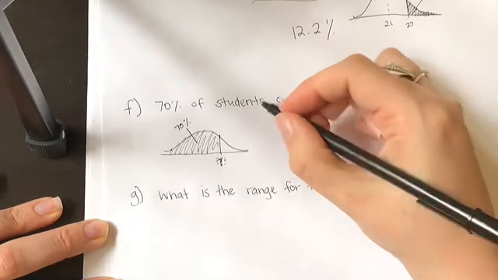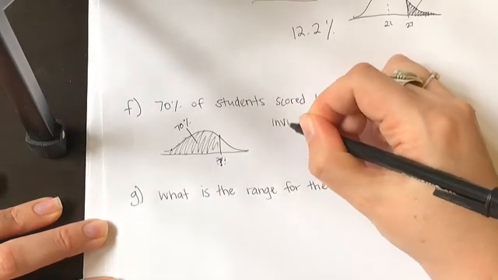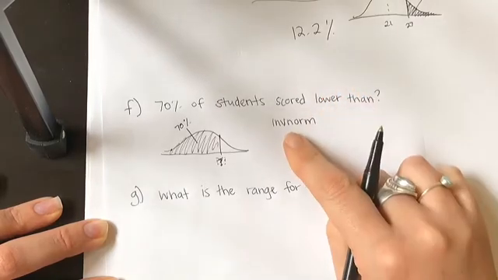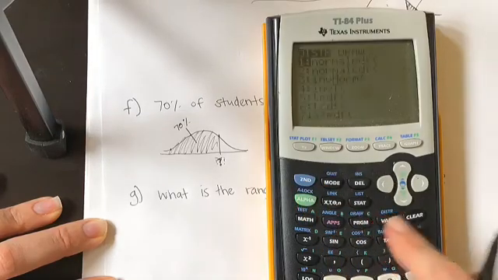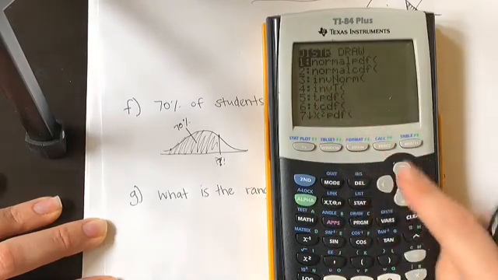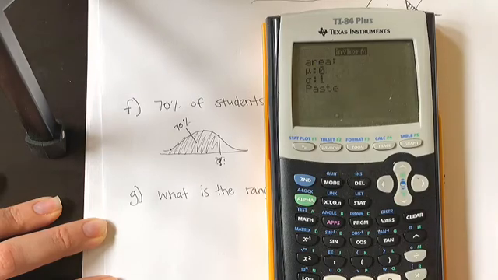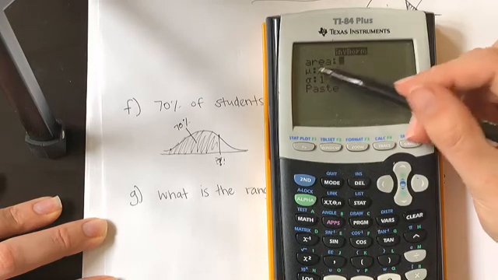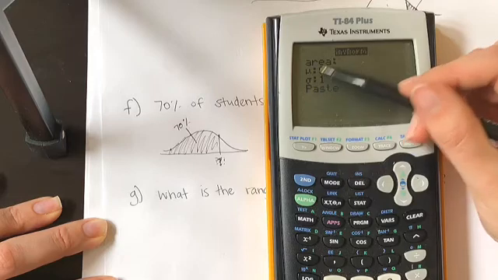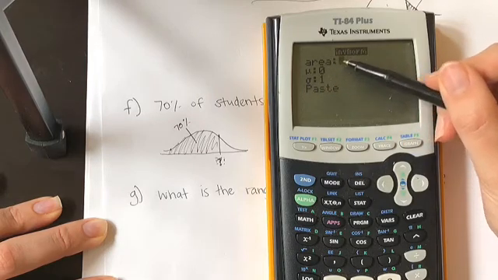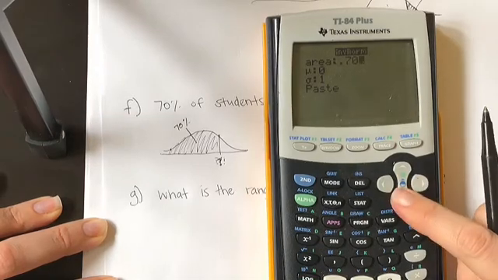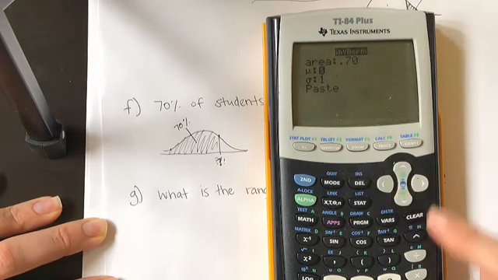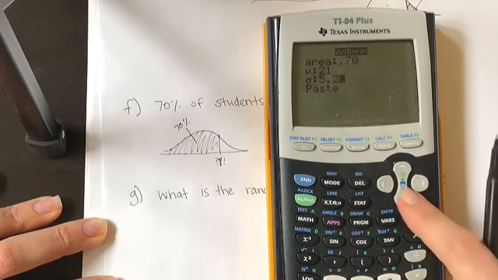What we do on this one is called the inverse norm function. It's abbreviated invNorm on your calculator. It's going to be in the same spot. You're still going to go to second distribution, but it's this third one down, the inverse normal. How this works is it gives you an area, then the mean, and then your standard deviation. So the area is the percentage, but we're going to put it in as a decimal. So 70 would be 0.70 as a decimal. And then our mean and standard deviation will still be the same: 21 for our average, and 5.2 for our standard deviation.